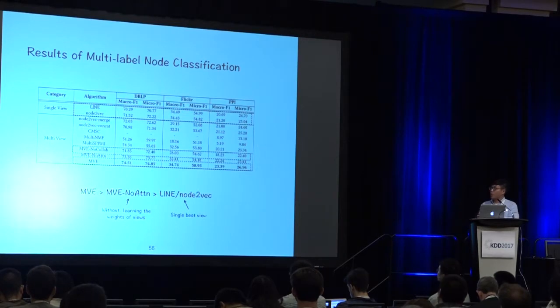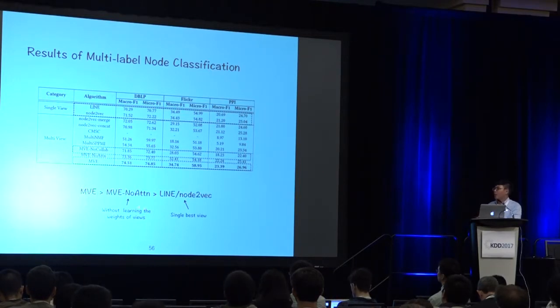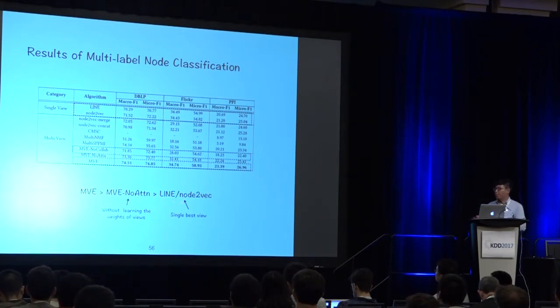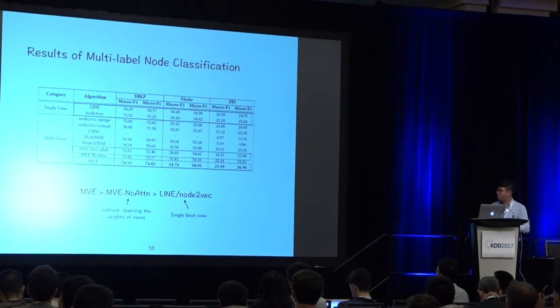And these are the results of node classification. We can see that our proposed co-regularization framework outperforms the approach without learning the weights of the views. In other words, where we treat every view equally. It also outperforms the embeddings learned with the best single view, either with LINE or node2vec. So these are the results of node classification.